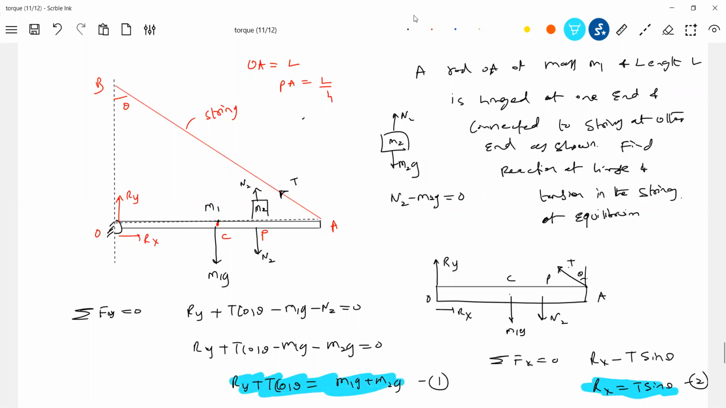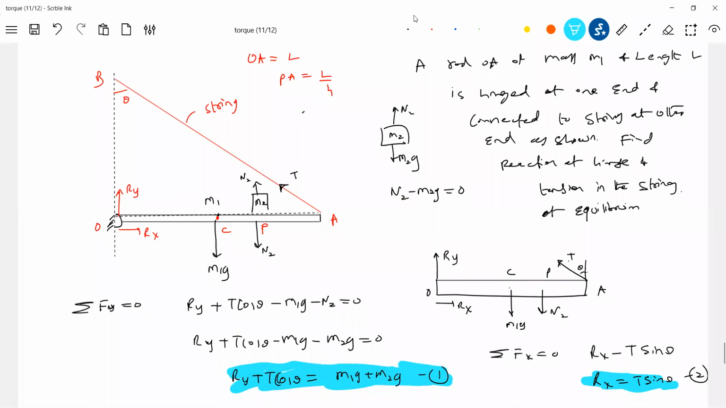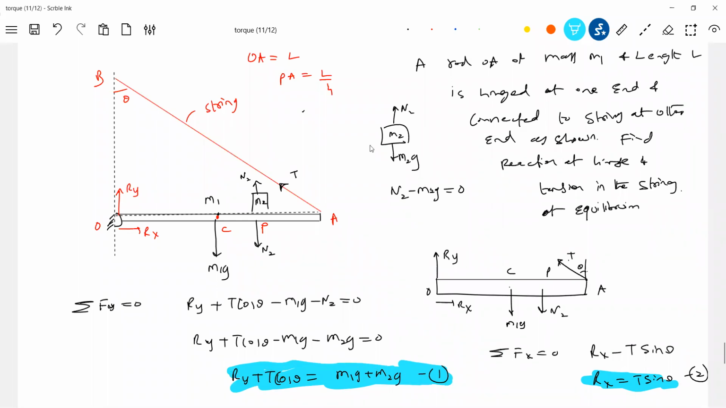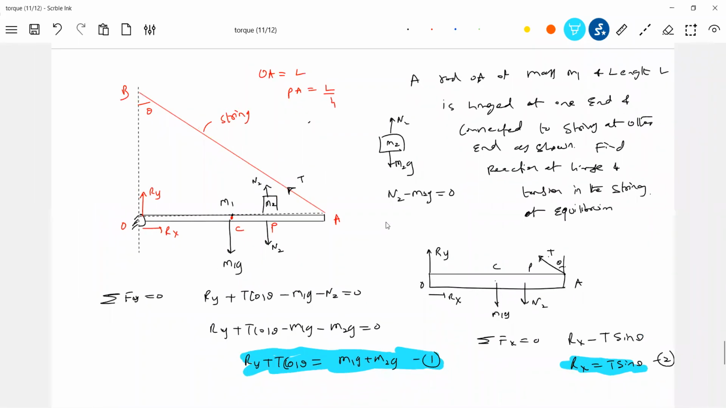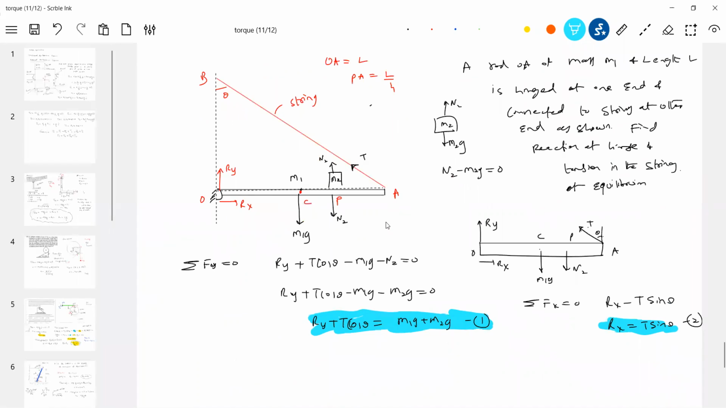No, I think I need at least one more. So what shall I do now? I'll take torque about which point? Take it about the hinge, so that Ry and Rx, the two unknowns, will get eliminated. So from here, take torque about the axis passing through the hinge and perpendicular to the plane.